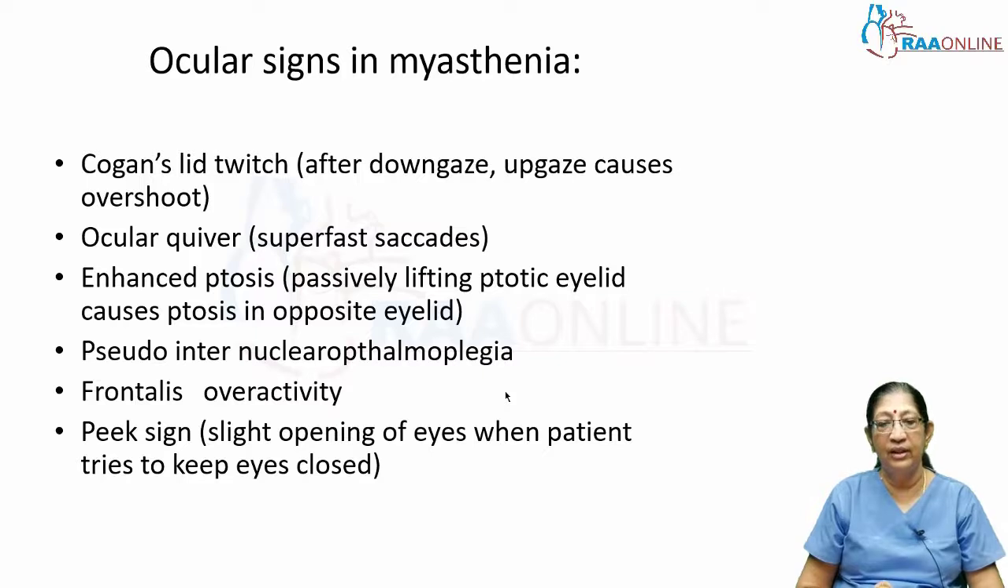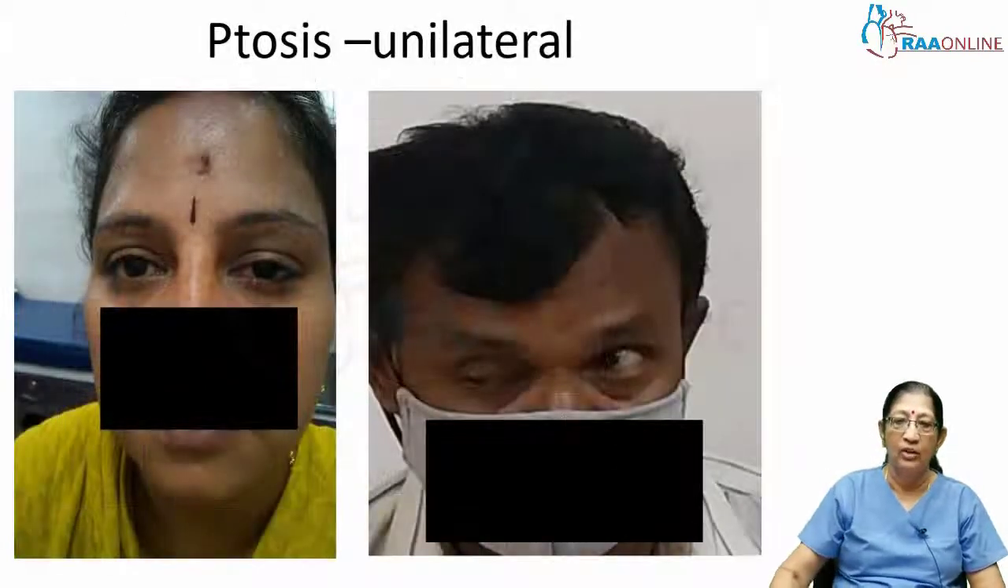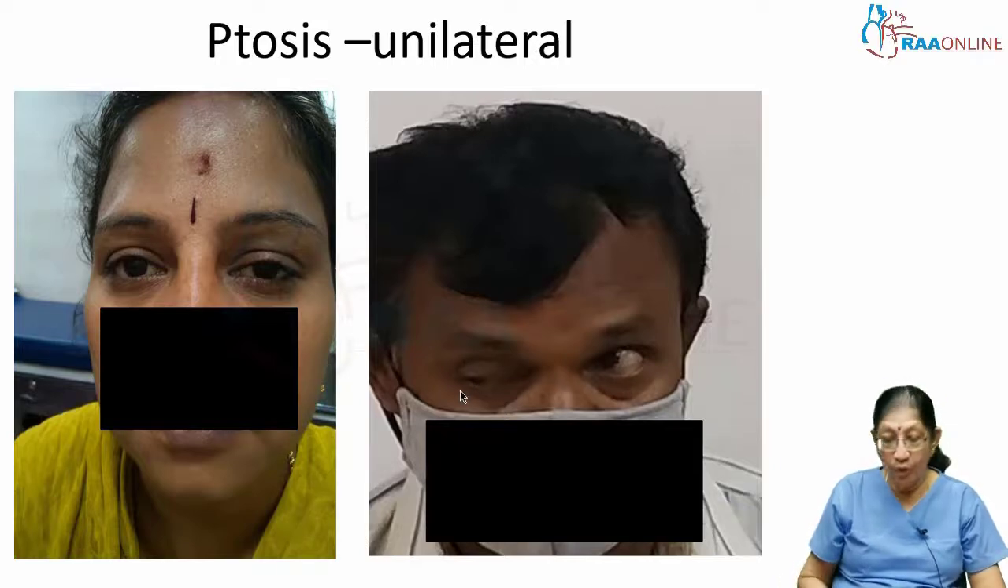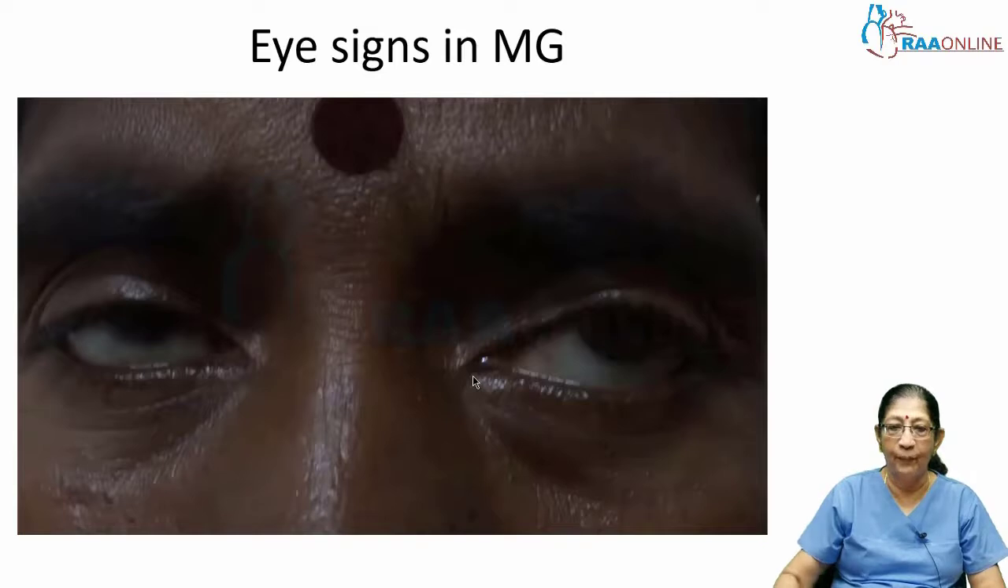The peek sign is very interesting, because it is as if you are peeking, no? Just like this, the eyes do not close fully, so a small bit is partially open, that's known as a peek sign. So you can see in this lady, there is a partial ptosis of this eye, and in this man you can see there is a partial ptosis. In addition, this eye is looking in a different direction. Both of them with myasthenia are doing quite well.